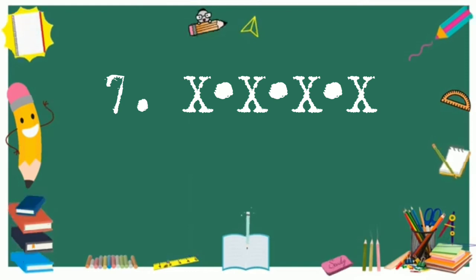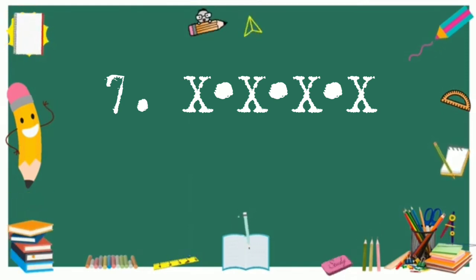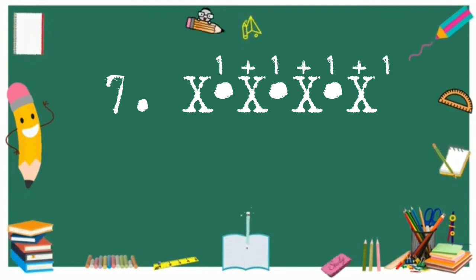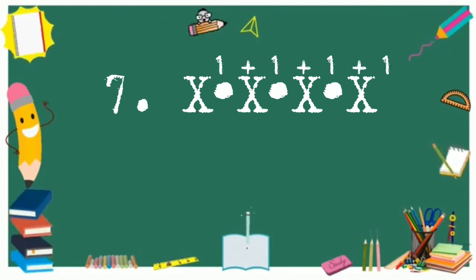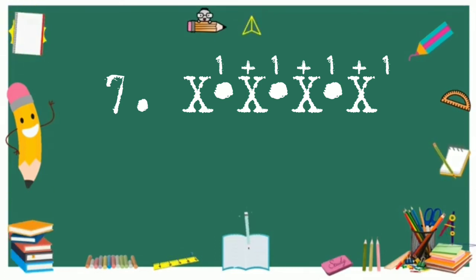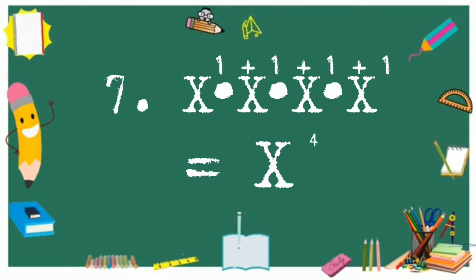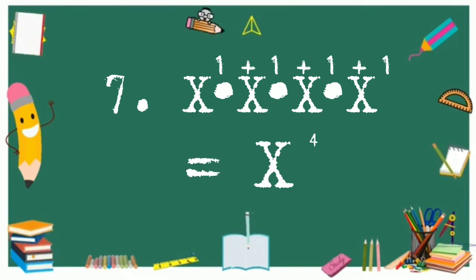We have here x multiplied by x multiplied by x and multiplied by x. Since there is an invisible 1 as an exponent of each x, then we just count the number of x there. So, 1, 2, 3, 4. So our answer is x raised to the power of 4.